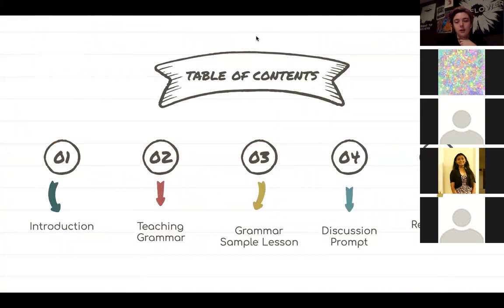So starting off looking at our agenda for today, just the usual. We're going to start off with introduction, reminders and everything, and then we're going to go into teaching grammar, a sample lesson. We're actually going to do a discussion prompt where you're going to be able to type in the chat as the tutors or even as the country directors. And then we're going to end it off with resources before we open up the breakout rooms.